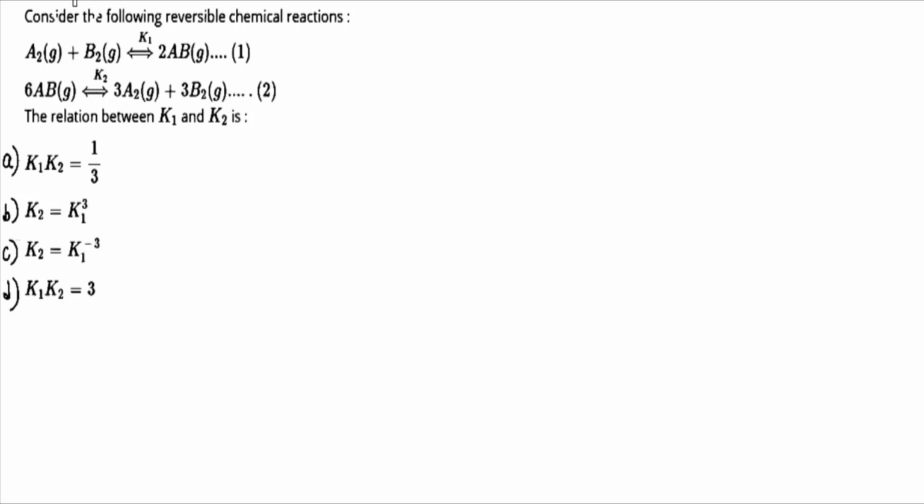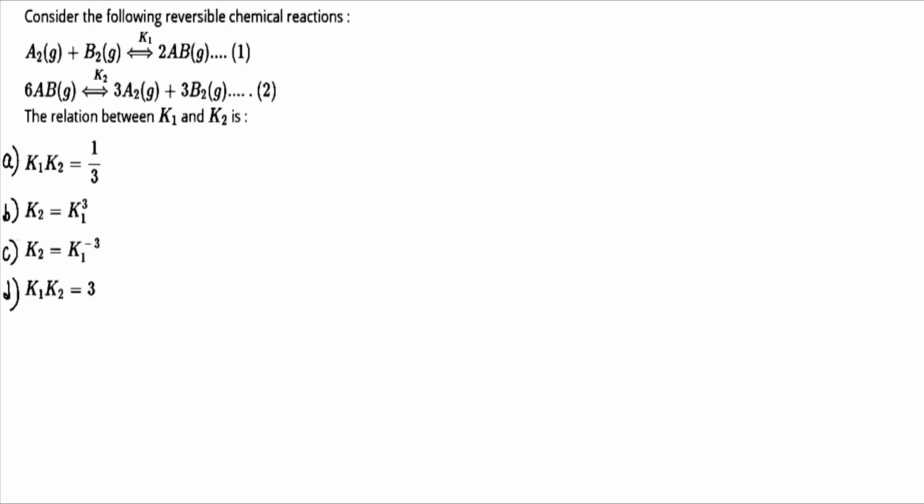Hello. The question says: consider the following reversible chemical reaction, and this is the reaction. Now we have to tell the relation between K1 and K2. Here K1 and K2 are the equilibrium constants. So let's try to solve this question.